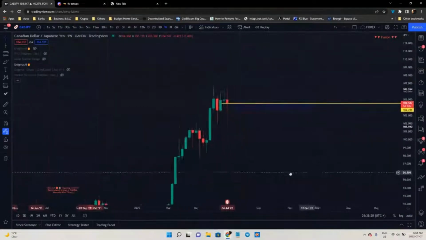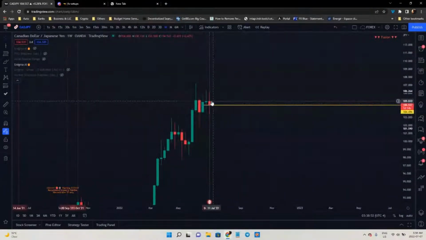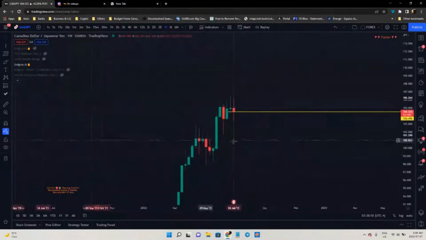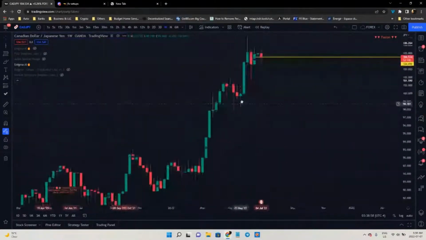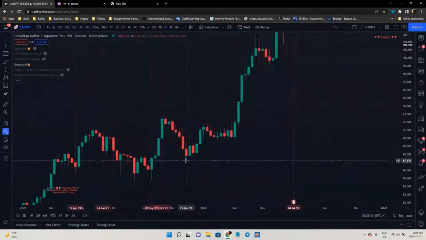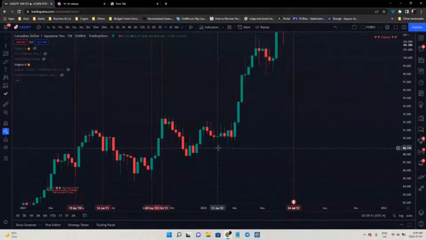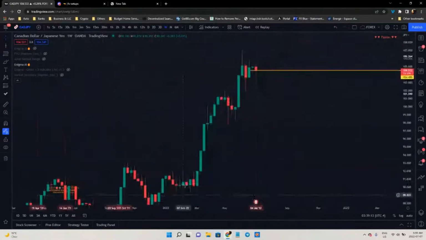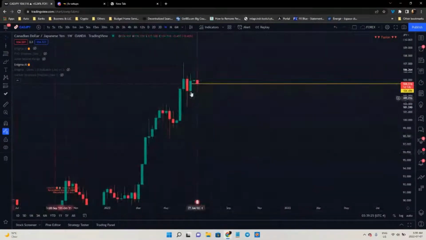So when we look at the weekly, before that candle, that's the current week, right? For the current year, CADJPY was always going up. Okay, so there was a push up here and then a last push up. And for the last month, it was consolidating here.